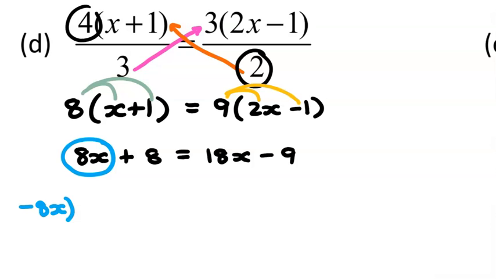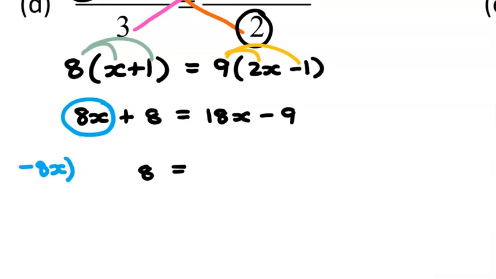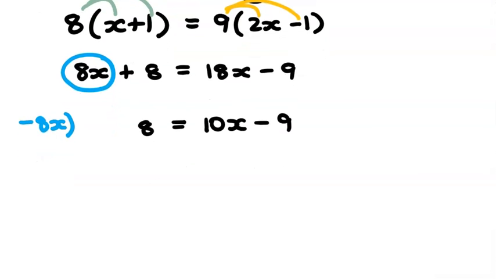What does that leave us with? On the left-hand side, we'll just have 8 remaining. And on the right-hand side, we're going to have 18x minus 8x, which will be 10x. And that negative 9 is still hanging out. I like to flip this around now. And then solve as normal.